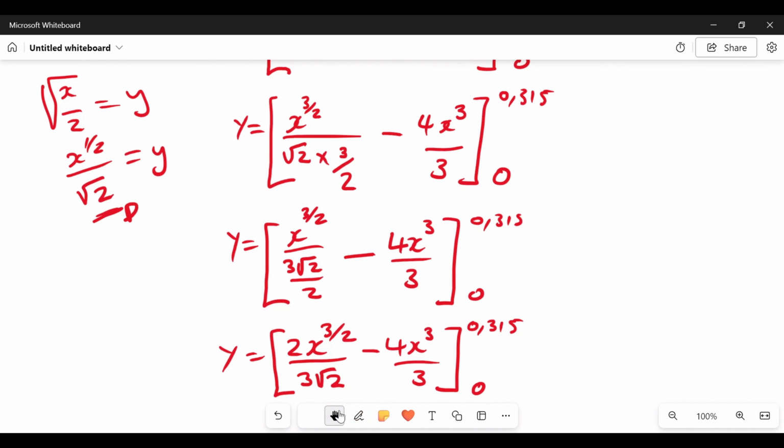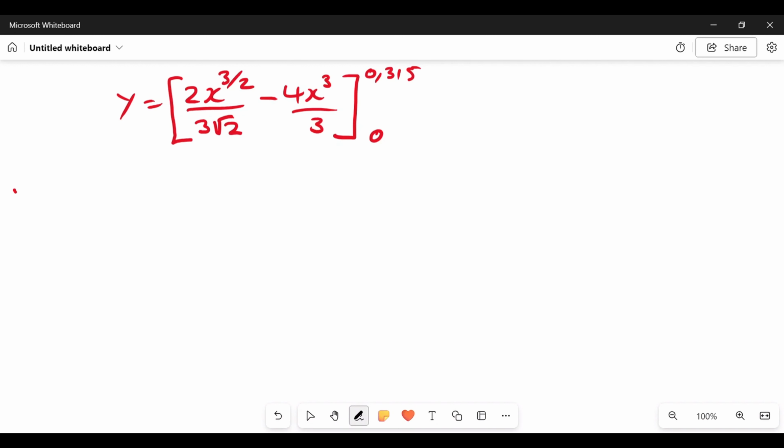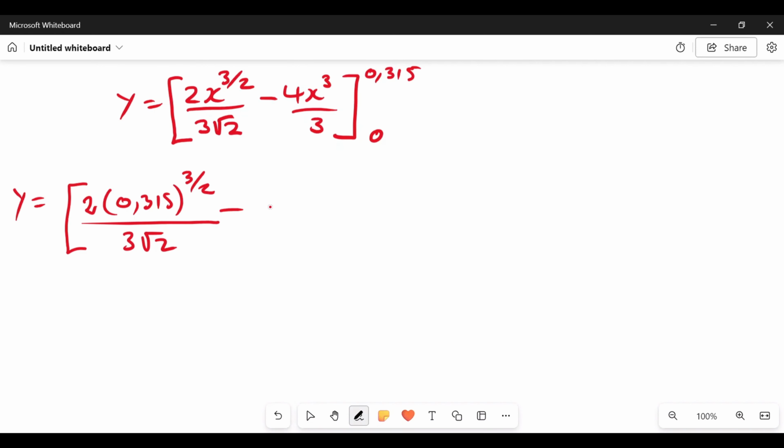Let me just create the space. So when we substitute here, we're going to have y is equal to open bracket. Let's start with the upper limit. Wherever there is x, we substitute with the upper limit. So it's going to be 2. Wherever there is x, we're going to put 0.315 to the power of 3 over 2 divided by 3 root 2 minus 4.